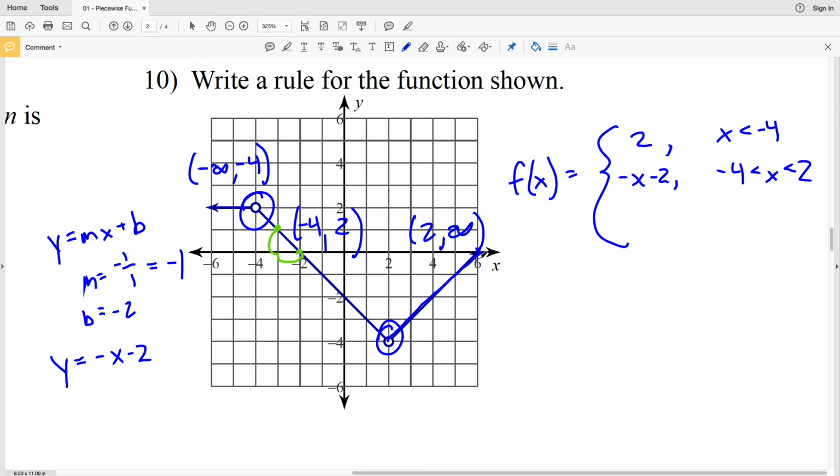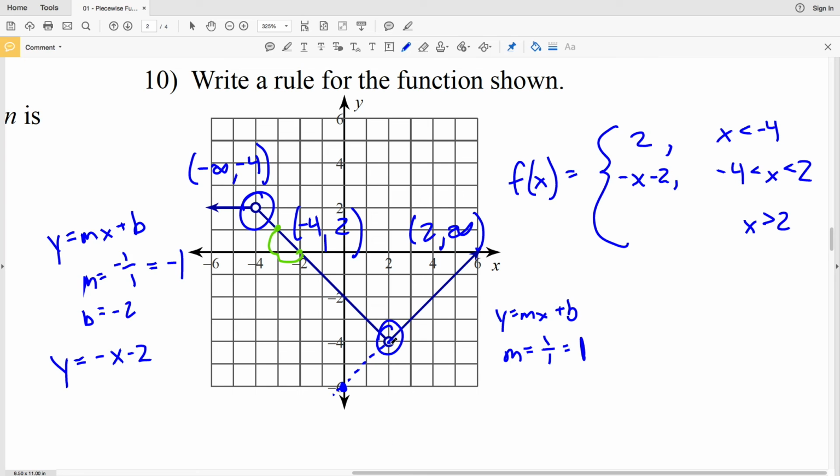And now our last piece of this function is when x is greater than 2. So for x greater than 2, we're going to have another linear equation. So remember, y equals mx plus b. And in this case, our slope m is 1 up and 1 over for rise over run. So m equals 1 over 1, which is a +1. And we're not sure of our y-intercept, but if we were to continue this function to the left so that we could see the y-intercept, that would occur at -6.